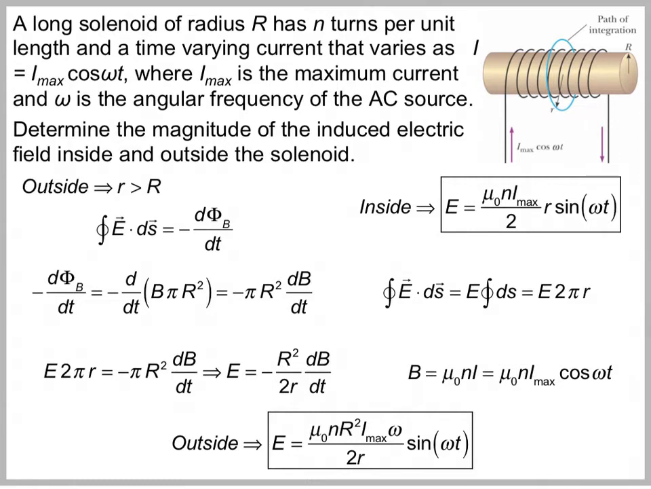So in both cases, the electric field varies like the sine of omega t, but on the inside, the electric field is going to increase as you go out from the origin, and then once on the outside, it's going to decrease like 1 over r.